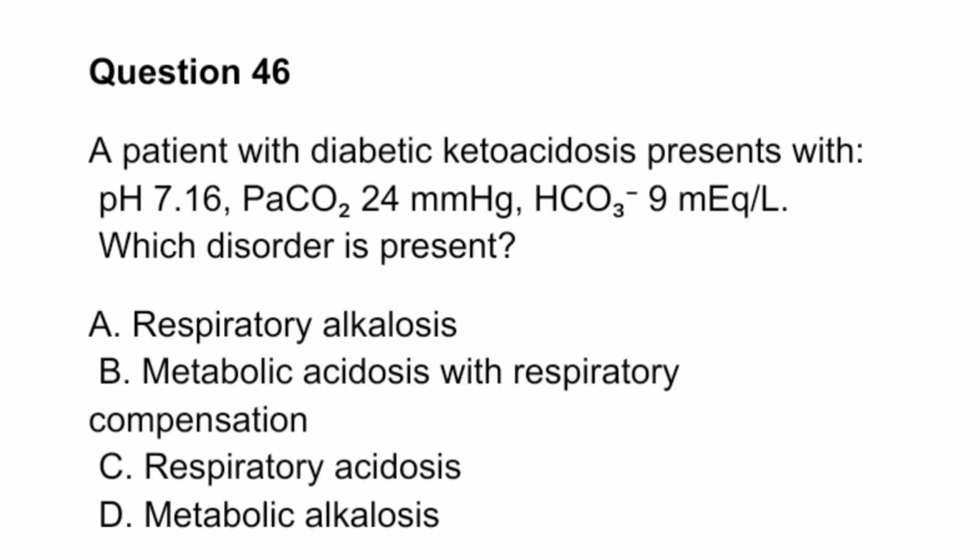Question 46. A patient with diabetic ketoacidosis presents with pH 7.16, PaCO2 24 millimeters of mercury, HCO3 minus 9 milliequivalents per liter. Which disorder is present? A. Respiratory alkalosis. B. Metabolic acidosis with respiratory compensation. C. Respiratory acidosis. D. Metabolic alkalosis.